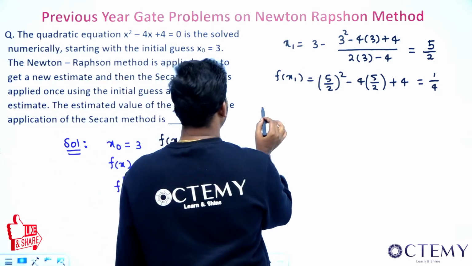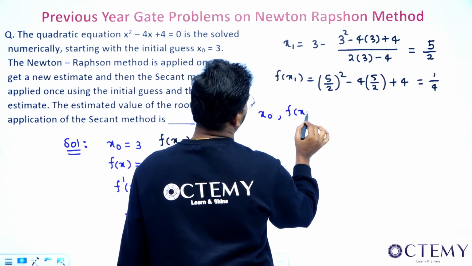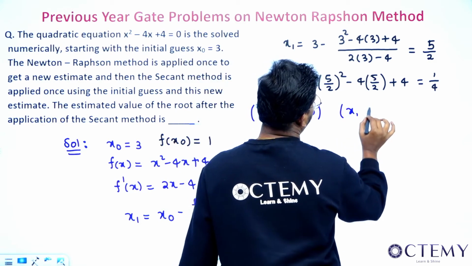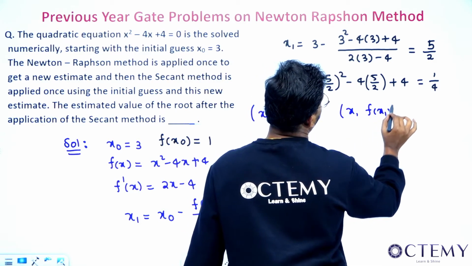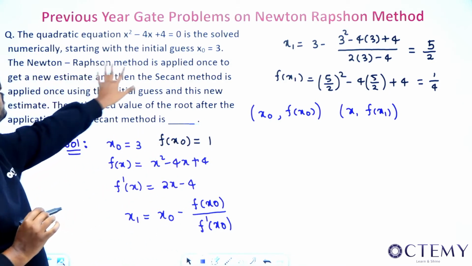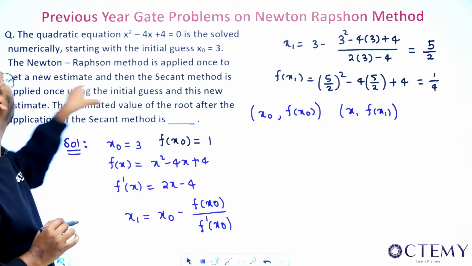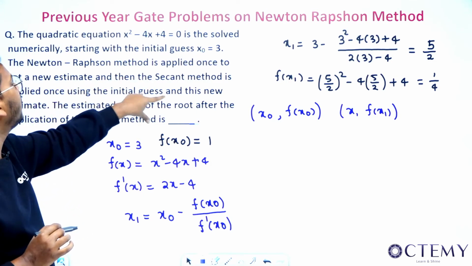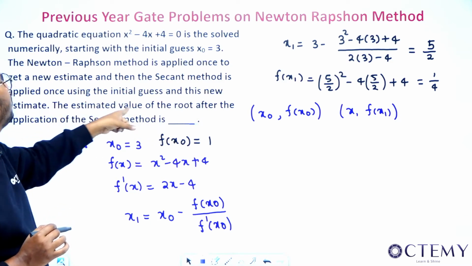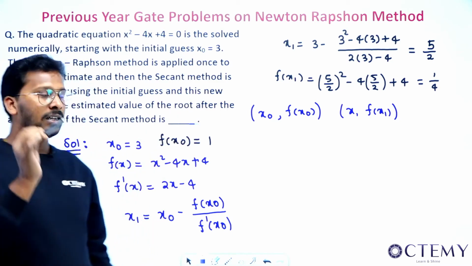Now using this x naught, f of x naught and x1, f of x1, using these 2 points, you have to apply what? Secant method. So that's what is told. The Newton-Raphson method is applied once to get a new estimate. We got the estimate, and then secant method is applied once using the initial guess and the new estimate. So this is the initial guess, that's the new estimate, and the estimated value of the root after application of the secant method is what he is asking you.